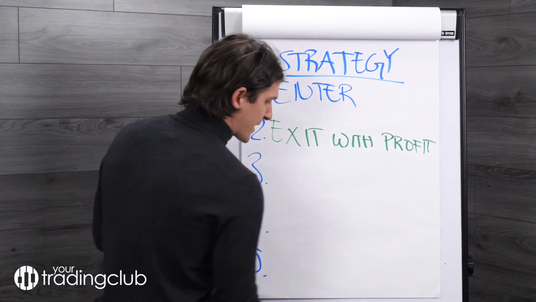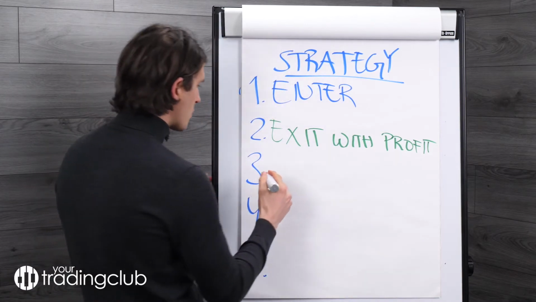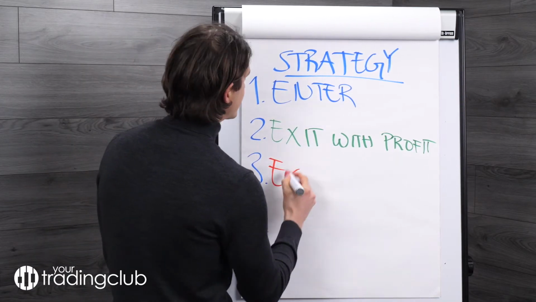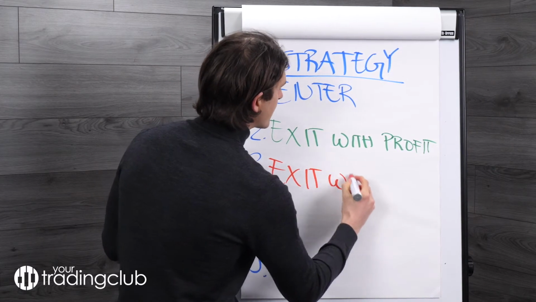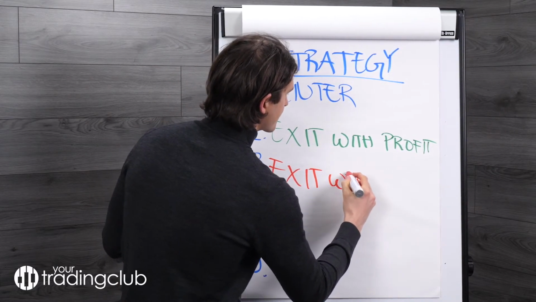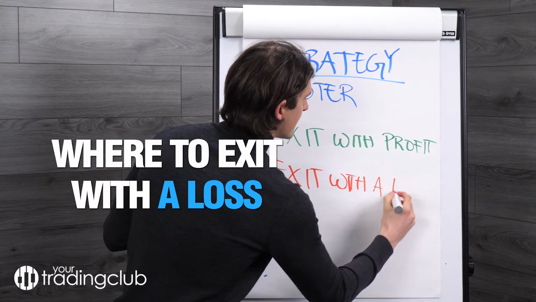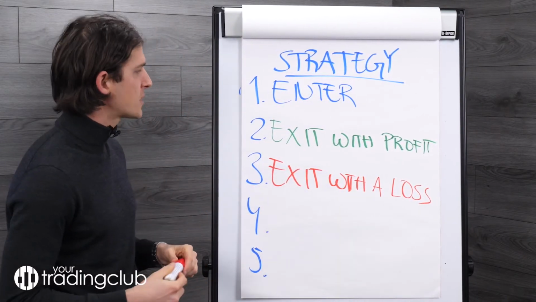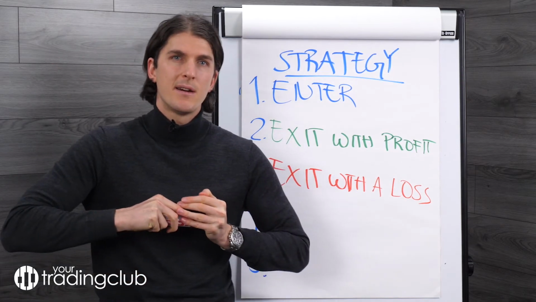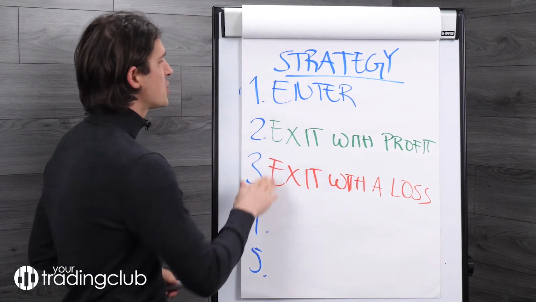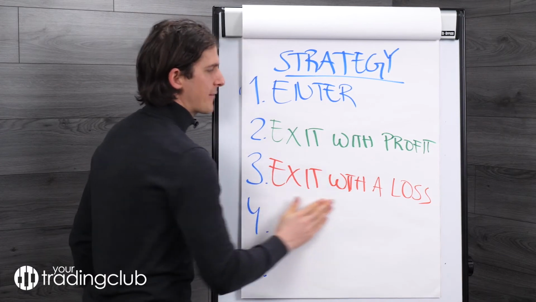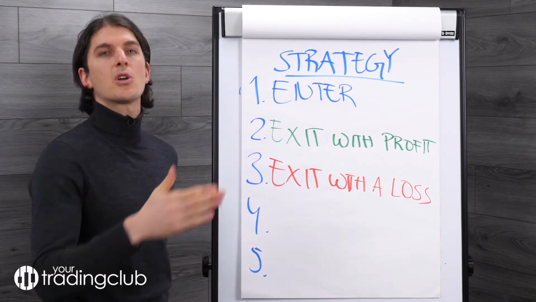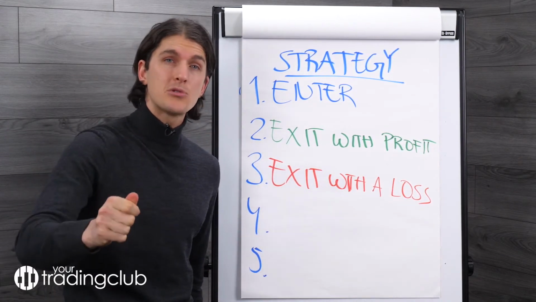So the third thing you need to know here is where to exit with a loss, okay? Also very crucial, you need to know where to exit with a loss. All right, does that make sense? So you need to know where to exit with a profit, but you also need to have the risk management in place. So you need to know where you're getting out, how much are you losing?